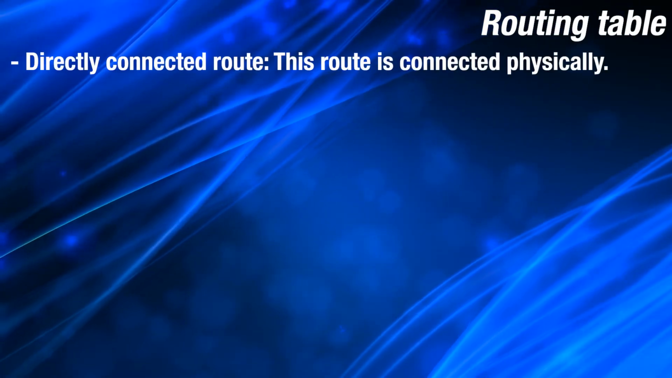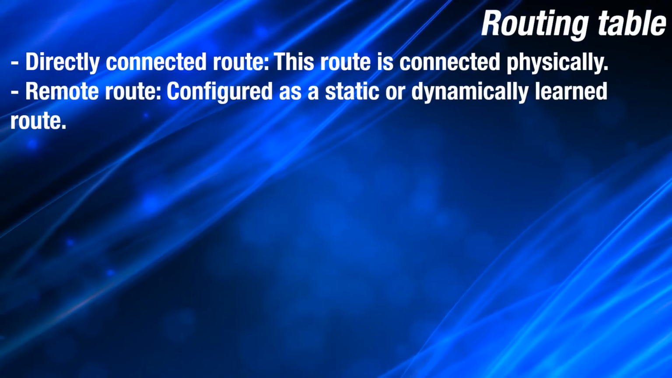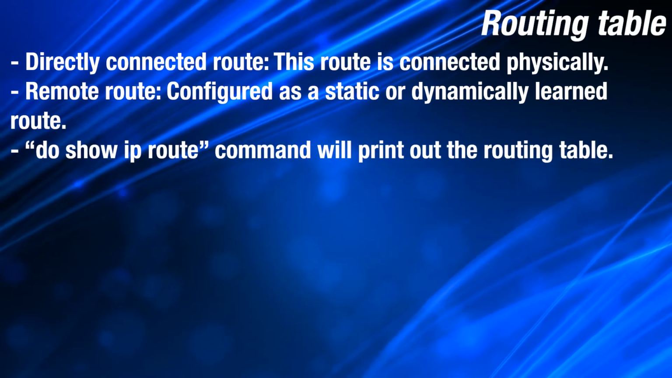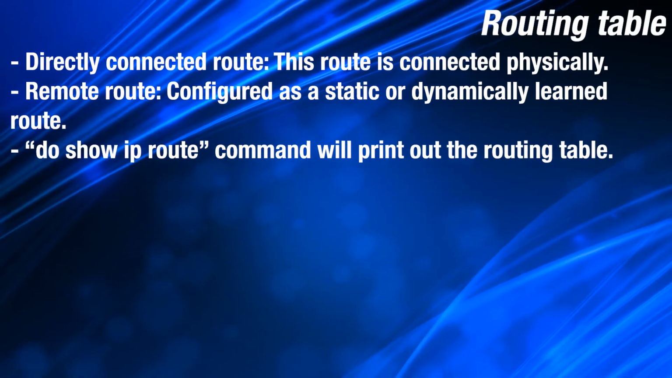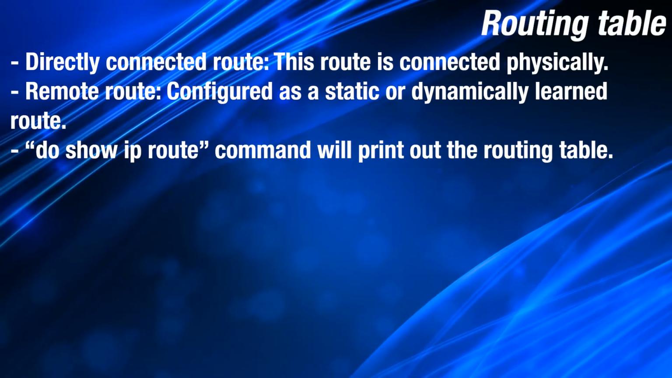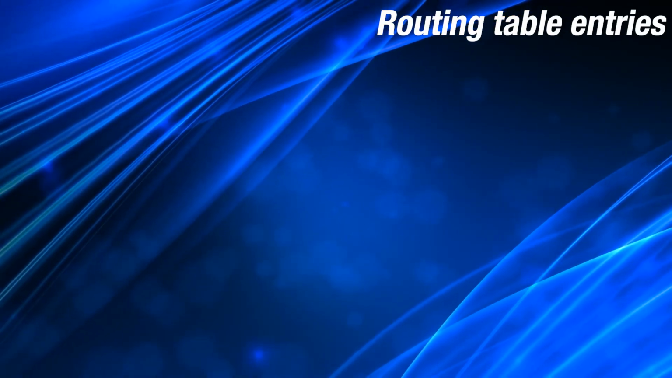Routing tables store 2 different types of routes, directly connected routes and remote routes. Directly connected routes are connected to an interface, while remote routes are either statically configured or dynamically configured. If you type do show ip route, you can review the routing table yourself. Here are some common codes in the routing table. This is a routing table entry.